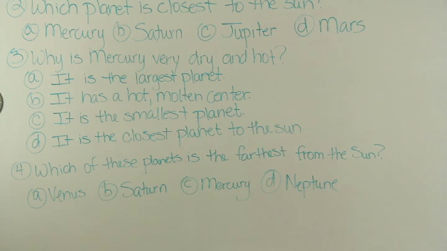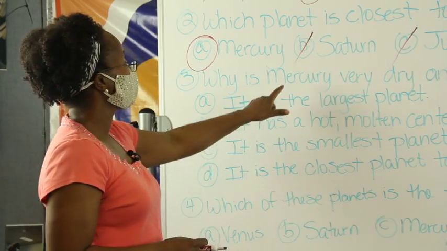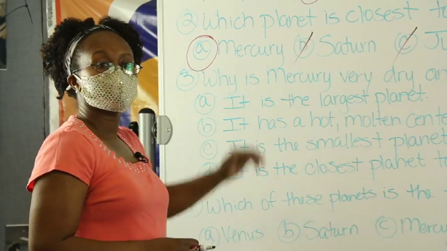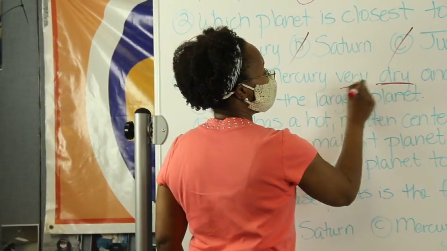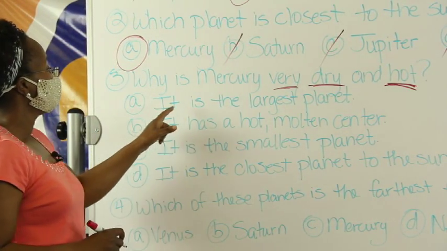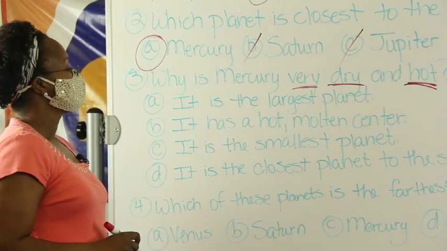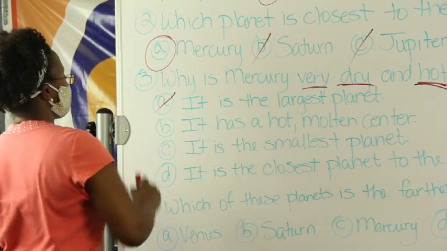Number 3, why is Mercury very dry and hot? So you can go ahead and start with the answers, or if you want to just think about it for a minute and remember where Mercury is exactly in the order of the planets, you can do that. So we have to figure out why it's dry and hot. I have an idea already. Let's get started. A, it is the largest planet. Being the largest planet, does that make it hot and dry? Usually it doesn't. That has nothing to do with it.